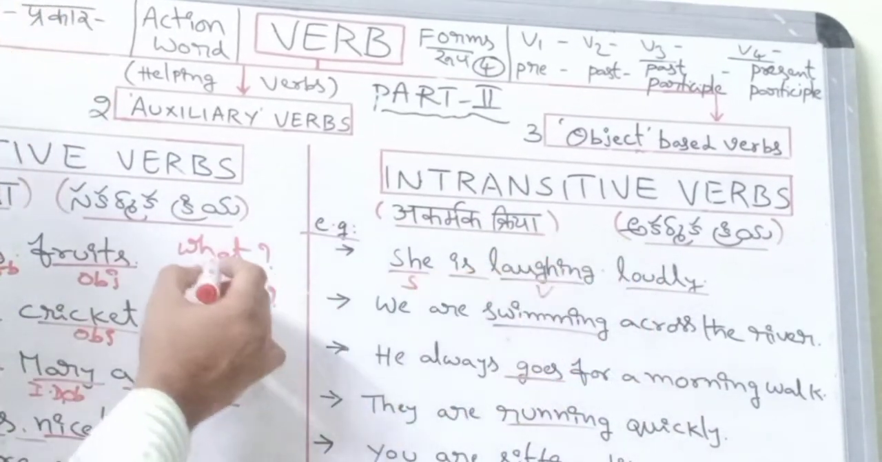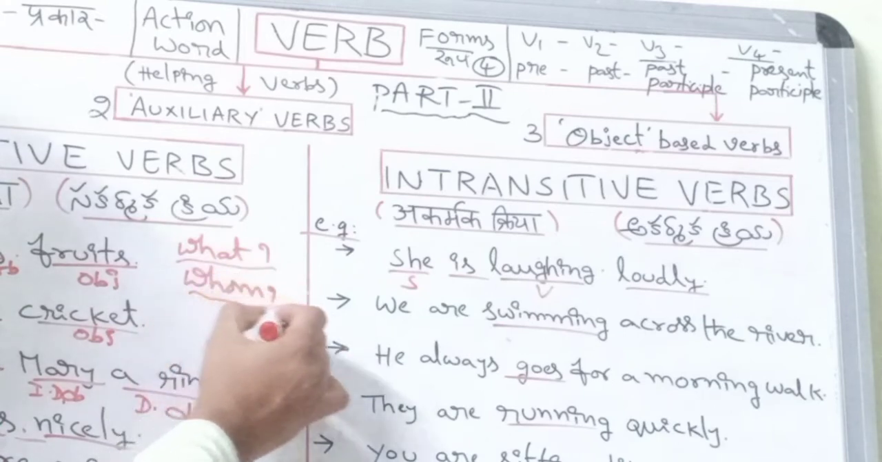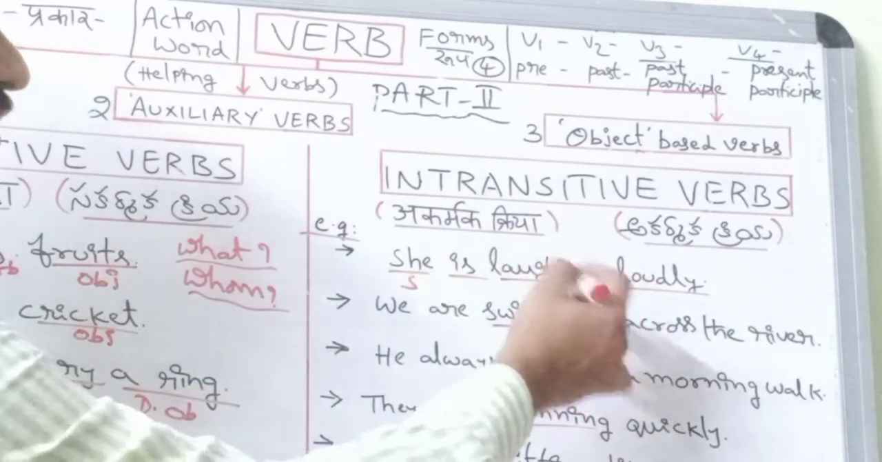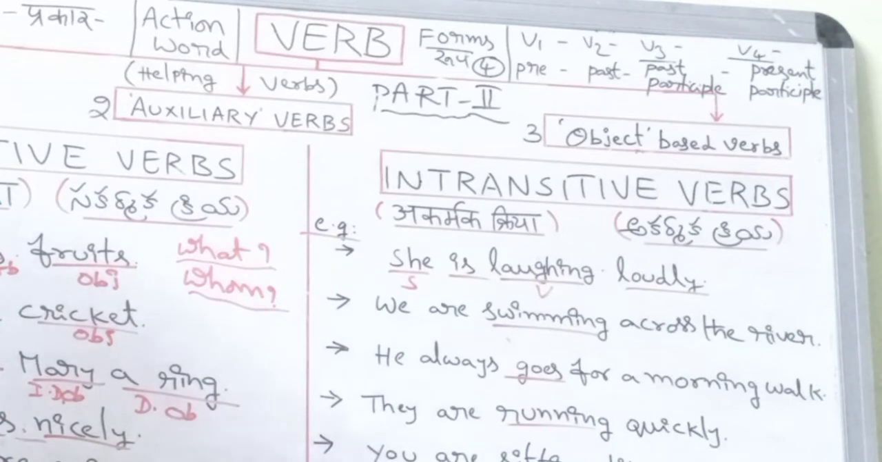What did I say? You stop at the main verb and you put two questions, what and whom. For any one question, if an answer comes back, it means an object is there. She is laughing. Stop. She is laughing what? No answer. The question is meaningless. She is laughing whom? No answer. The question is ridiculous. That's why an answer is not possible here.